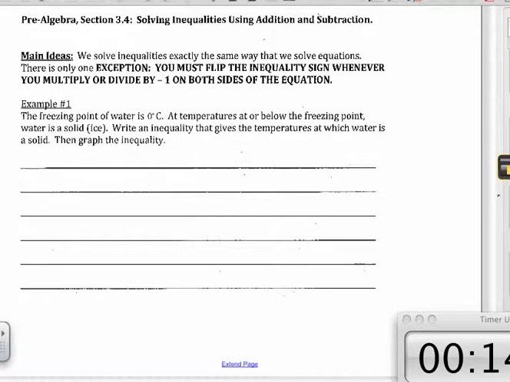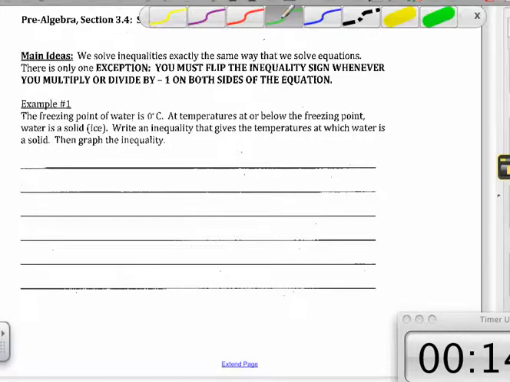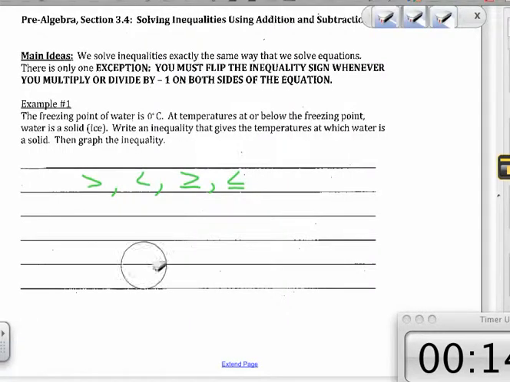Okay. First up, guys, solving inequalities using addition and subtraction. Now, guys, we've been doing equations. But now we're going to do inequalities. What I'm talking about with inequalities is something that looks like this: greater than, less than, greater than or equal to, less than or equal to. Right? We know what those things are. We've seen them before. So that's what we're going to be talking about.